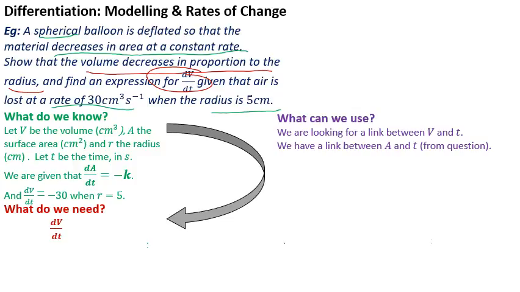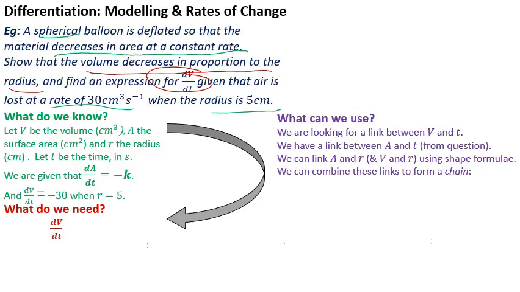We already have a link between A and t. So we need to somehow link A and V together. That would seem sensible. Well, A and V don't have a natural connection, but A connects directly to the radius, and so does V. So we can make use of that. Incidentally, the formulae for things like spheres, cylinders, cones are things you need to be familiar with. We combine them to form a chain.